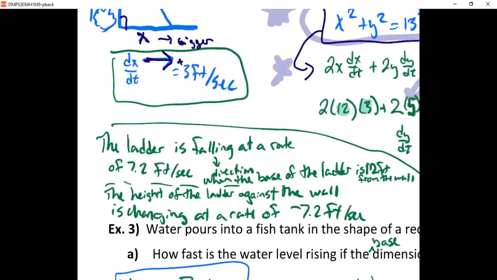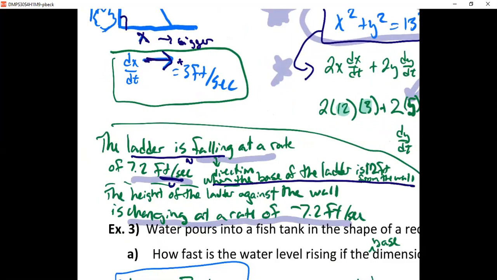The ladder is falling at a rate of 7.2 feet per second. Or we could say the height of the ladder is changing at a negative rate. Both would be appropriate. And just as a quick noun, unit, time: the ladder is falling, there's my noun. Units are feet per second. And then the time frame is when the base of the ladder is 12 feet from the wall.